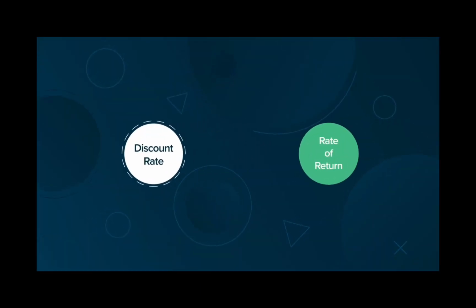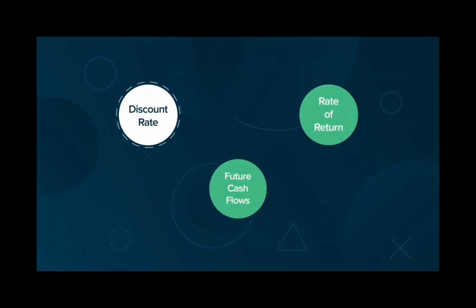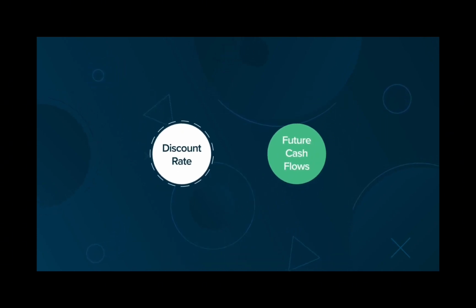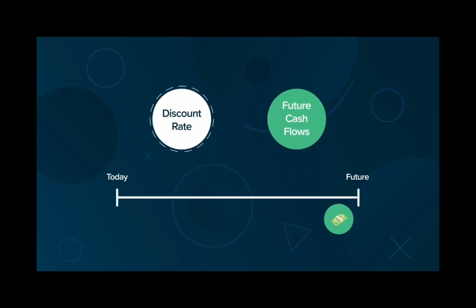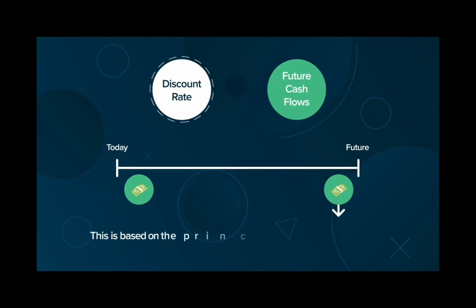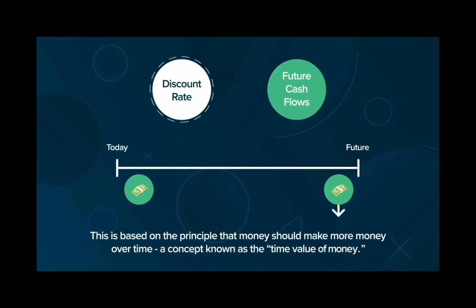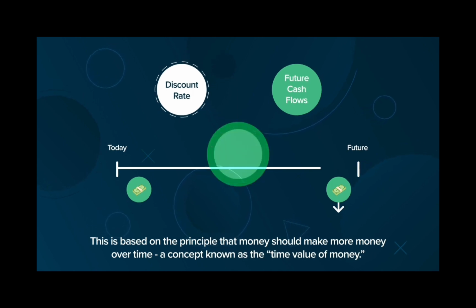Discount rate is the rate of return used to discount future cash flows when calculating an investment's present value. A discount rate is applied to future cash flows because money earned in the future is less valuable than money earned today. This is based on the principle that money should make more money over time, a concept known as the time value of money.